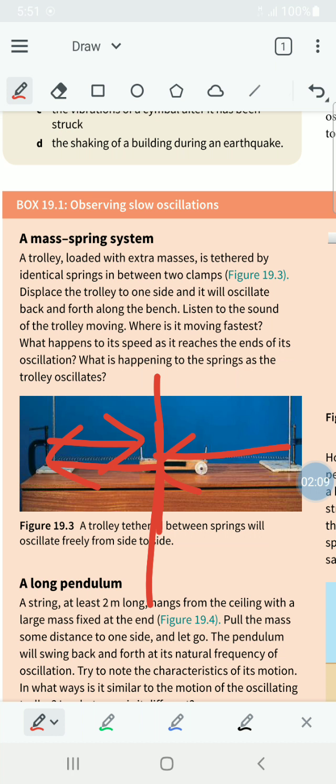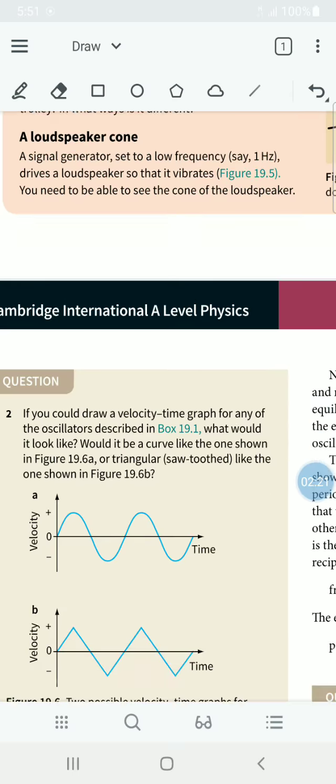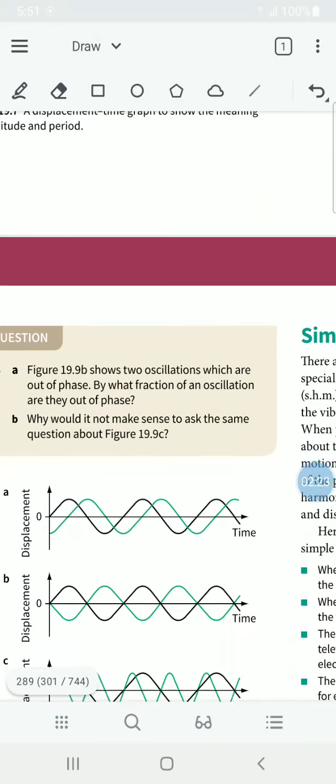So those are the three requirements for simple harmonic motion for this particular system. I hope you understood. Now let's move to question number 6.